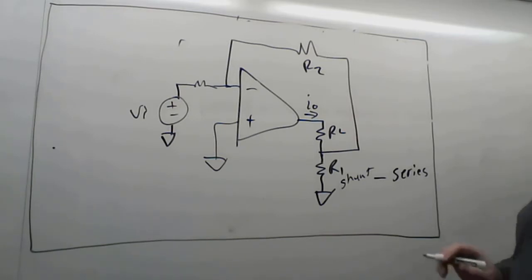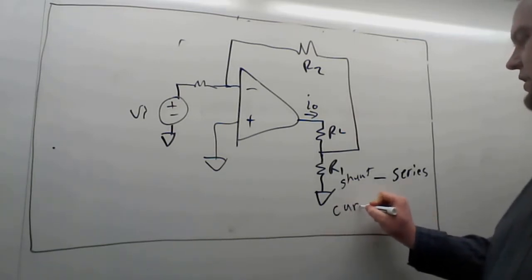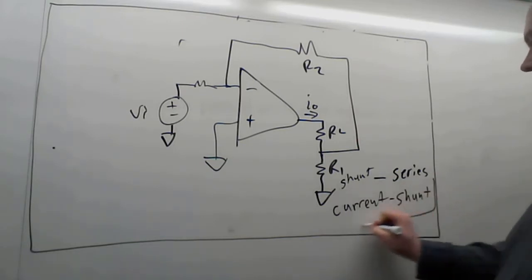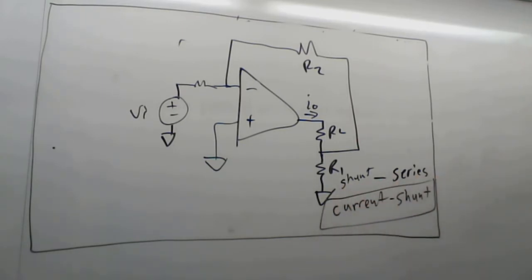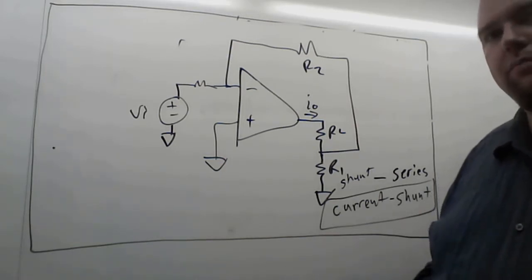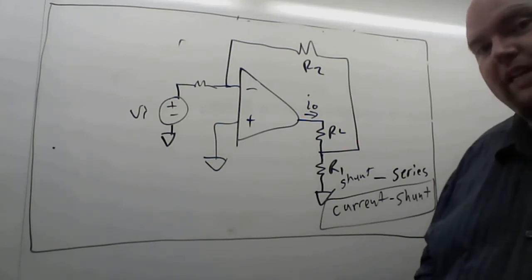Another name for this would be current shunt. So current shunt would be another name for this type of circuit if you're using a book other than ours. I hope this helps the explanation. The book does, I think, a pretty terrible job of explaining this.